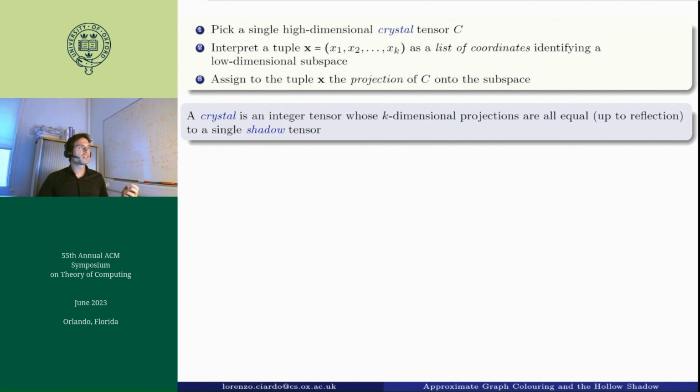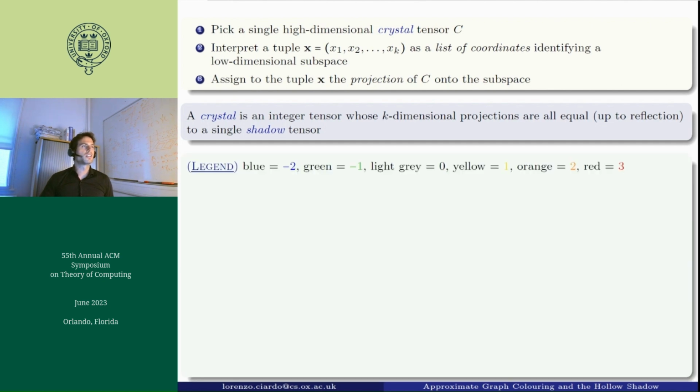Okay, so what is a crystal? Well, we define a crystal to be an integer tensor such that if I consider the projections of this tensor on spaces of dimension exactly k, so k-dimensional projections, I obtain all equal tensors. Right? So all the k-dimensional projections are equal up to reflection, where a reflection is a higher dimensional analog of the transpose operation. And we call the shadow of the crystal this unique tensor that equals all these projections. So let's see some examples of this.